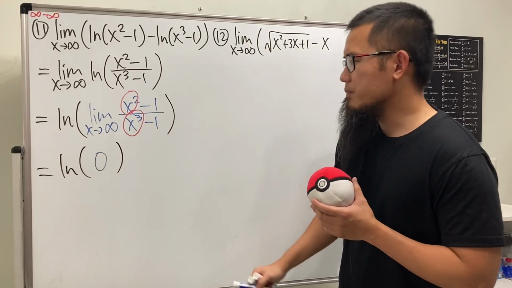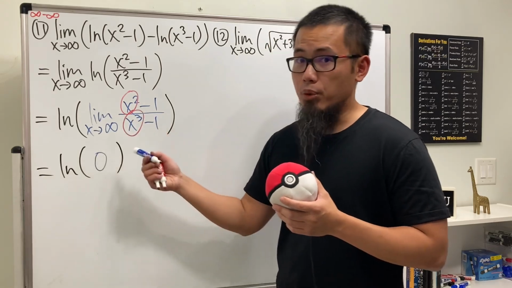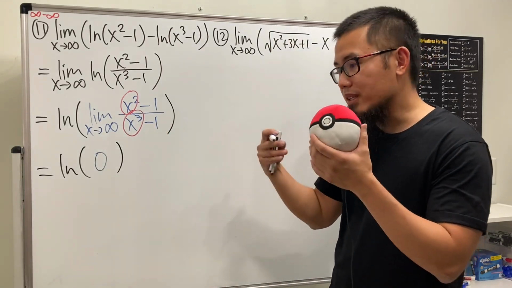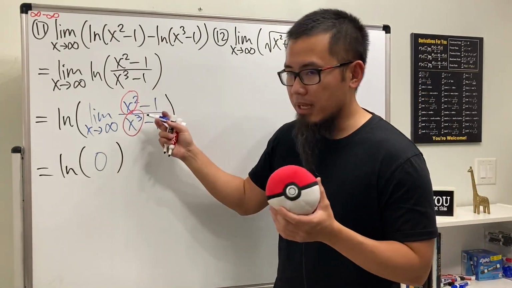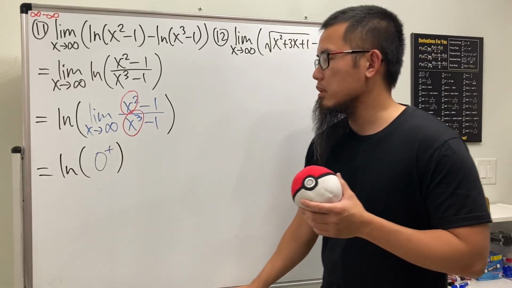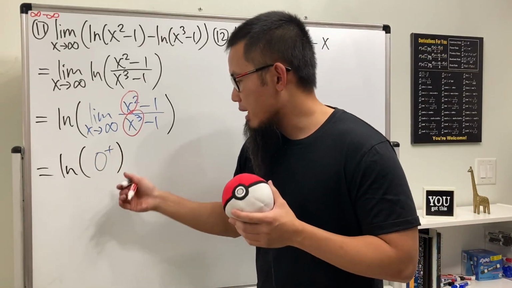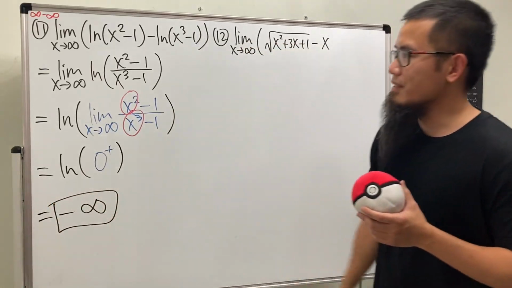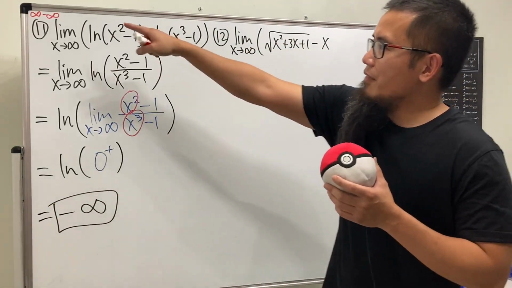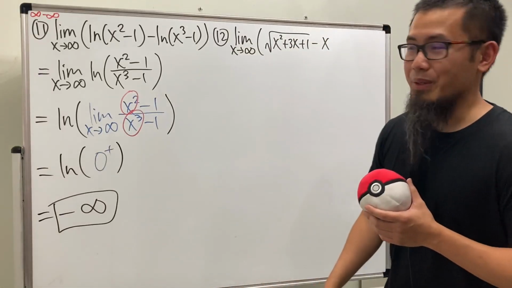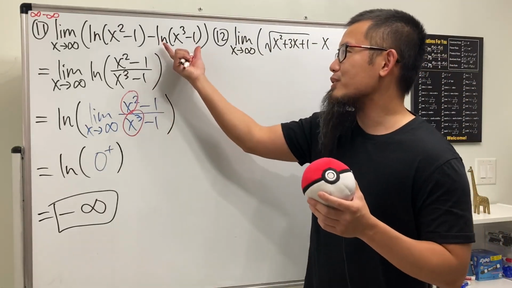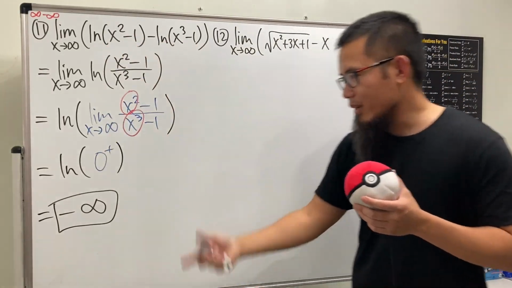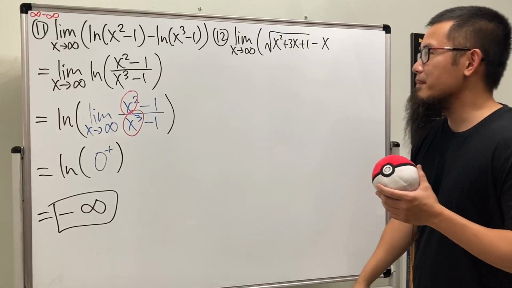But be really careful. Technically, this is approaching 0 from the right hand side, meaning that this is a positive 0. So ln of 0 plus, we get negative infinity. Yep, that will be the answer for that. So infinity minus infinity, we get negative infinity. Cool, huh? And the truth is, this function is actually much bigger than that. That's why we end up with negative infinity.